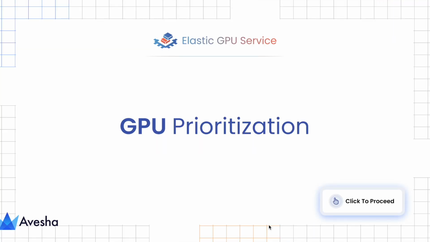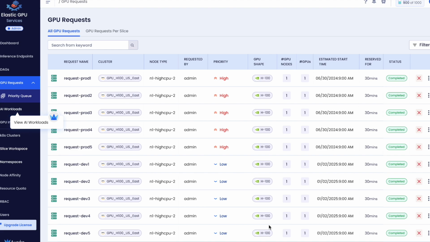Okay, how do things work behind the scenes with dynamic allocations? There are views within the EGS UI that show workspaces, GPU requests, and priority queues, and details on AI workloads. Here, in the GPU request section, admins can see all pending GPU requests from different users and workspaces. It's like a central hub for managing all those GPU requests. And the cool thing is that admins can prioritize those requests based on different criteria.